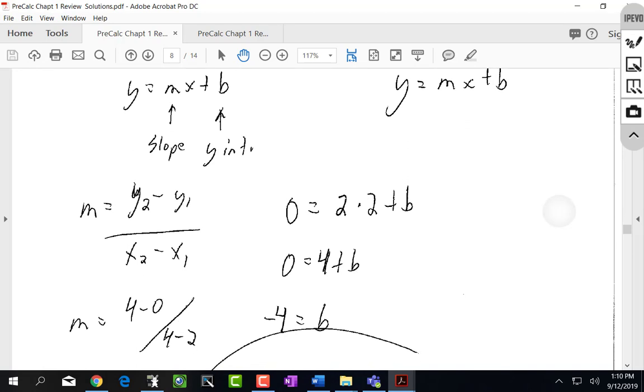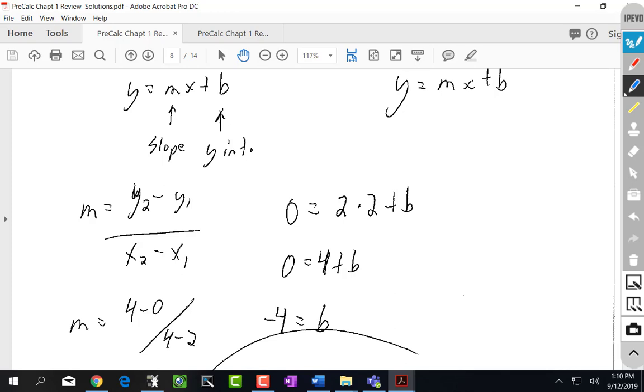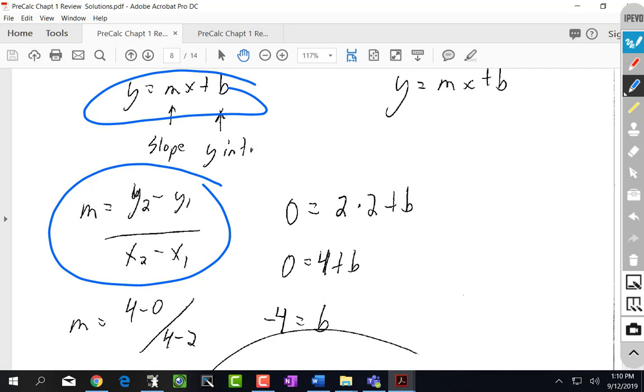To find my slope, I decided to use this equation right here, y equals mx plus b. To find my slope, I just need to take my second y minus my first y, and my second x minus my first x. You remember the ordered pair was 2 and 0, and it was also 4 and 4. So I'm going to go ahead and take this and subtract it.